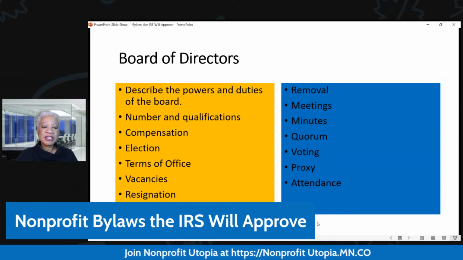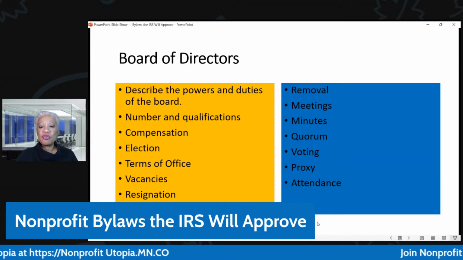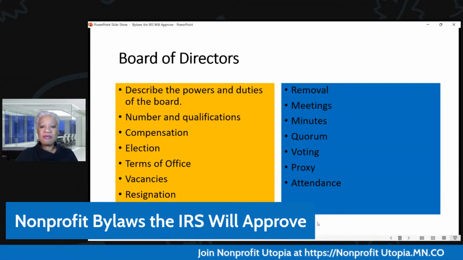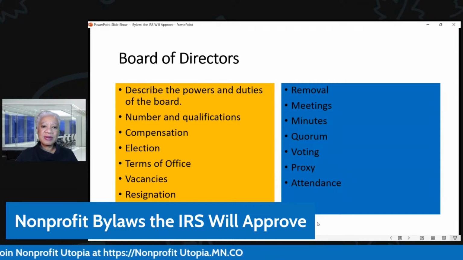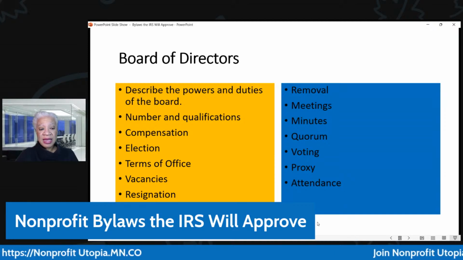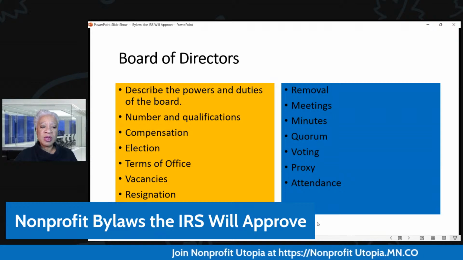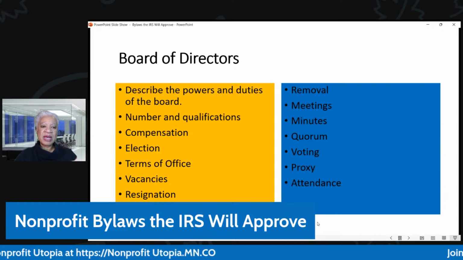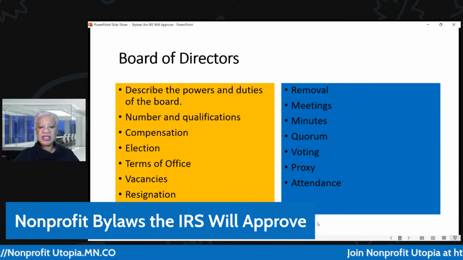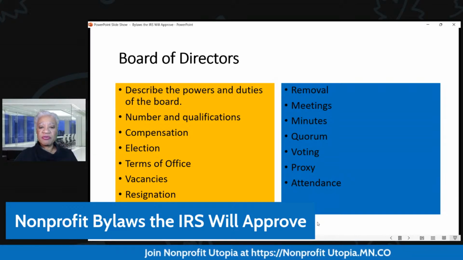You'll talk about the elections, the terms of office, vacancies, resignation, removals, meetings, minutes, what constitutes a quorum. You'll talk about voting, whether or not a proxy is allowed, whether or not electronic meetings are allowed, and attendance. Now, I do want to say, this is where people get in trouble. One, they might be too vague in their description, so they might not necessarily address all of these things, but if they do, they might do it in such a manner that it's vague and it could cause confusion.